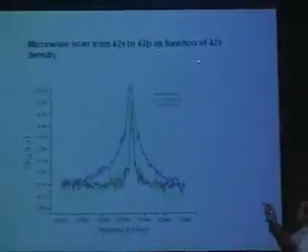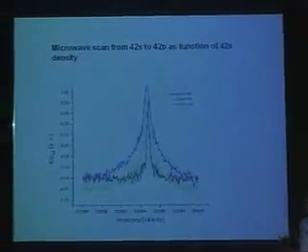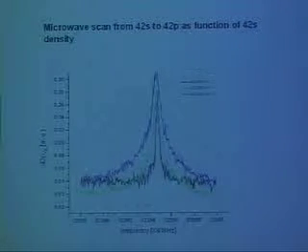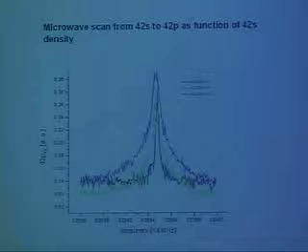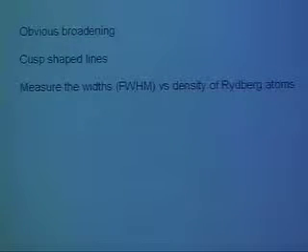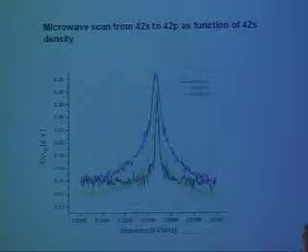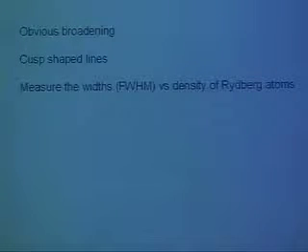And so this is the same kind of thing, except now it's 42S to 42P. And once again, you see similar broadening. It's not quite as much, but you see exactly the same thing. Okay, so if I back up for a second, there's obvious broadening, and the other obvious thing that you can see by looking at this is that these are not exactly Lorentzian lines. They're sort of cusp-shaped lines.